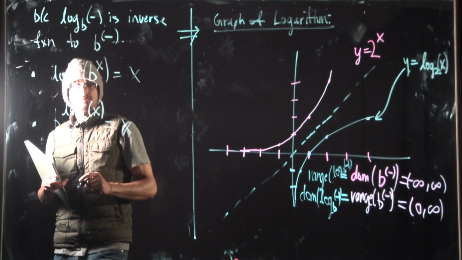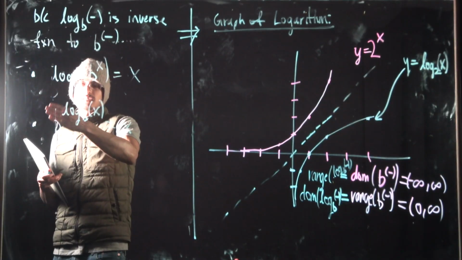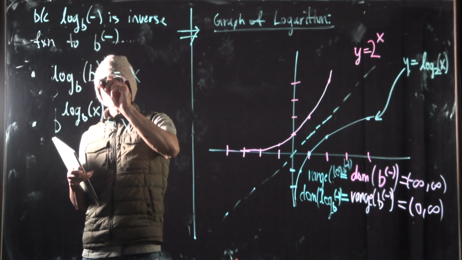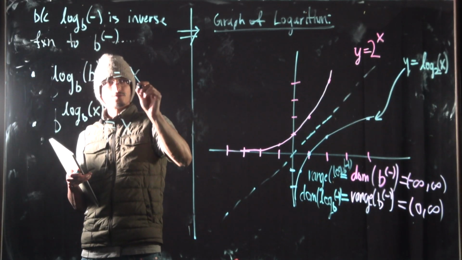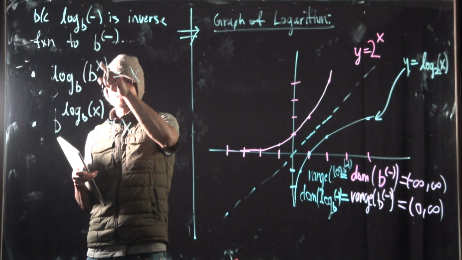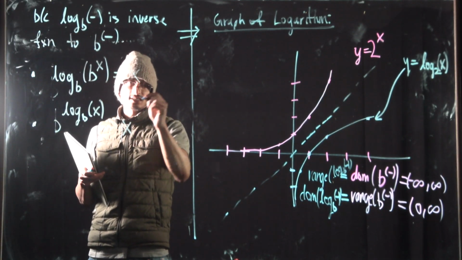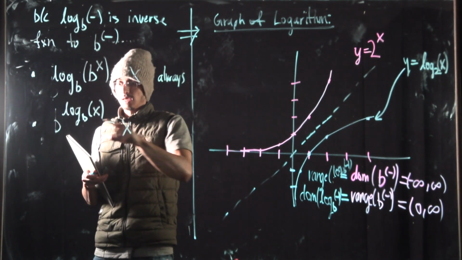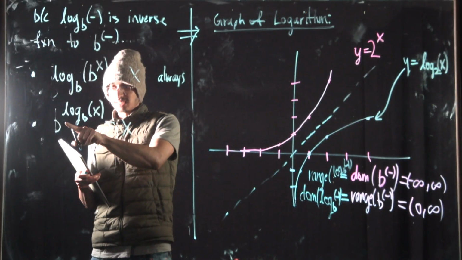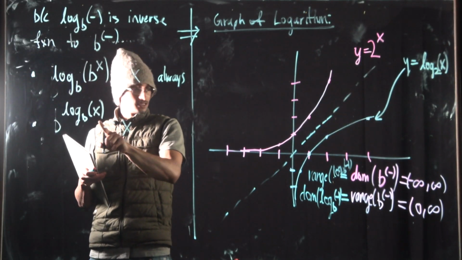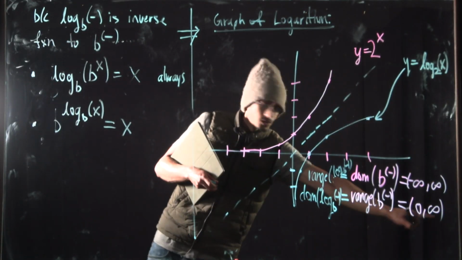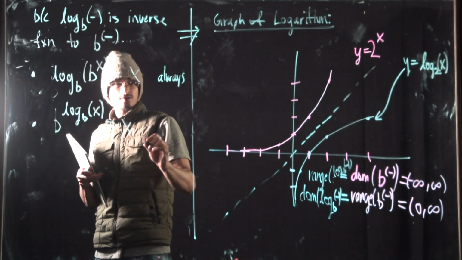Okay. These make sense. These are true exactly when they make sense. So this is true. B to the power of something always makes sense. This is true always. And this is true whenever it makes sense. You can take the logarithm of something when your number is between 0 and infinity.